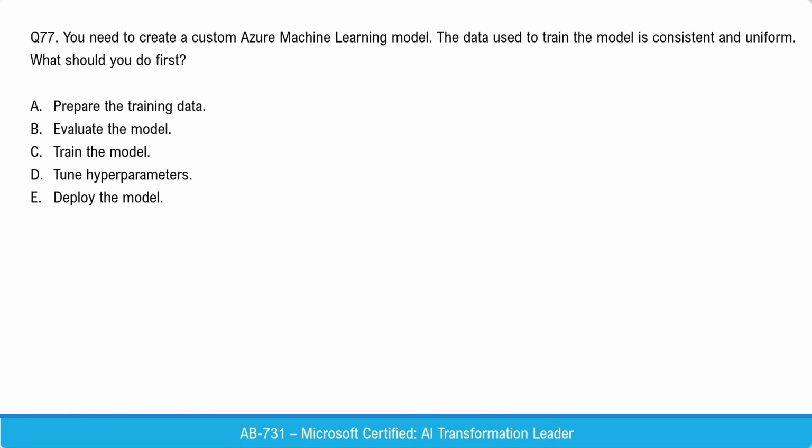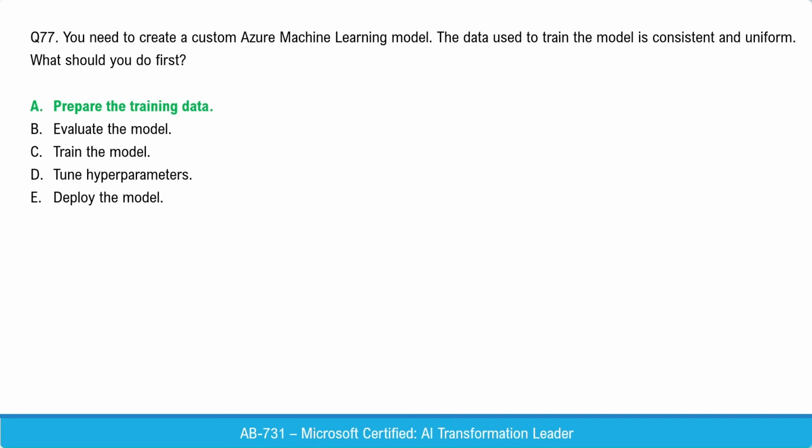Next question. You need to create a custom Azure machine learning model. The data used to train the model is consistent and uniform. What should you do first? And your options are: prepare the training data, evaluate the model, train the model, tune hyperparameters, or deploy the model? And the correct answer is option A, prepare the training data.